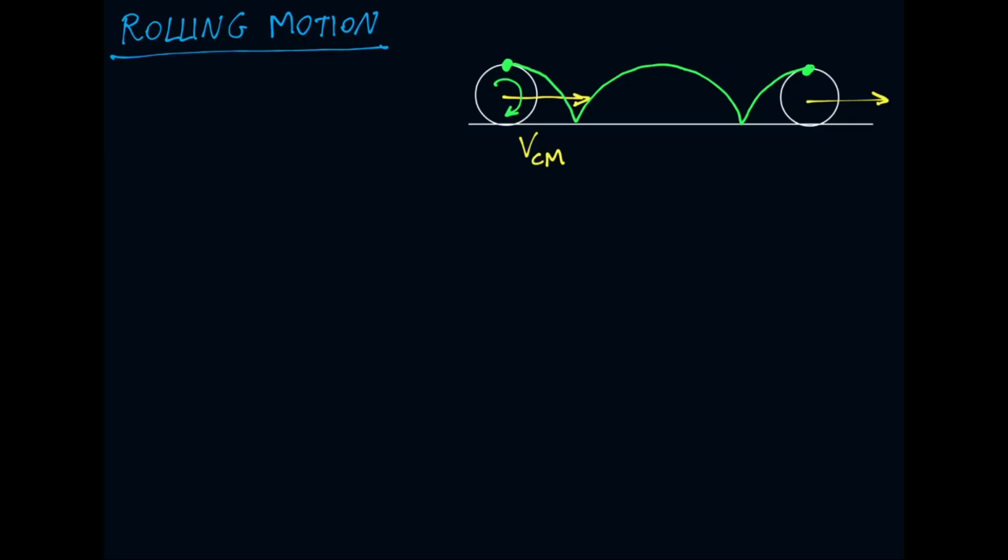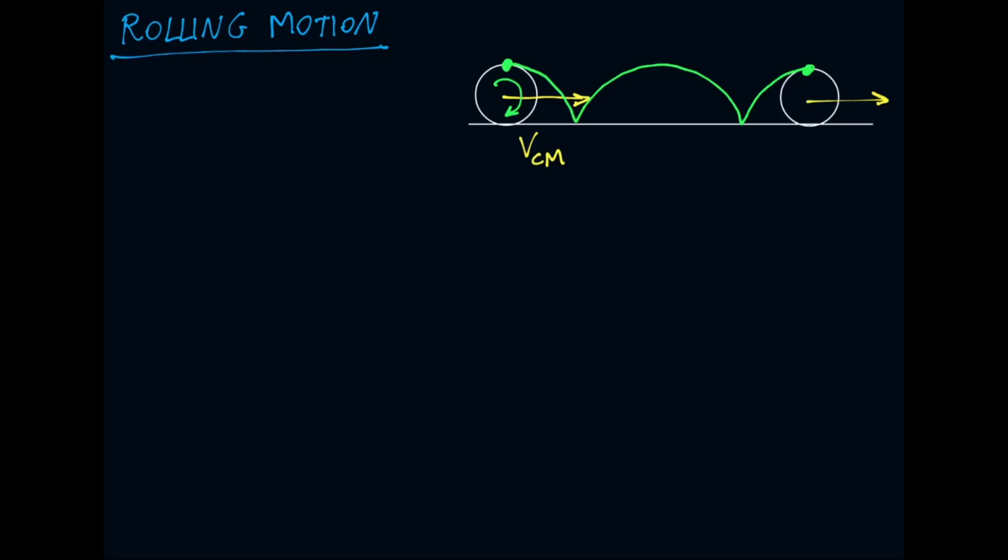You can try this at night: you stick a little light on your bike tire and you try and focus on the light as somebody is cycling, then this is the trajectory that you would see.